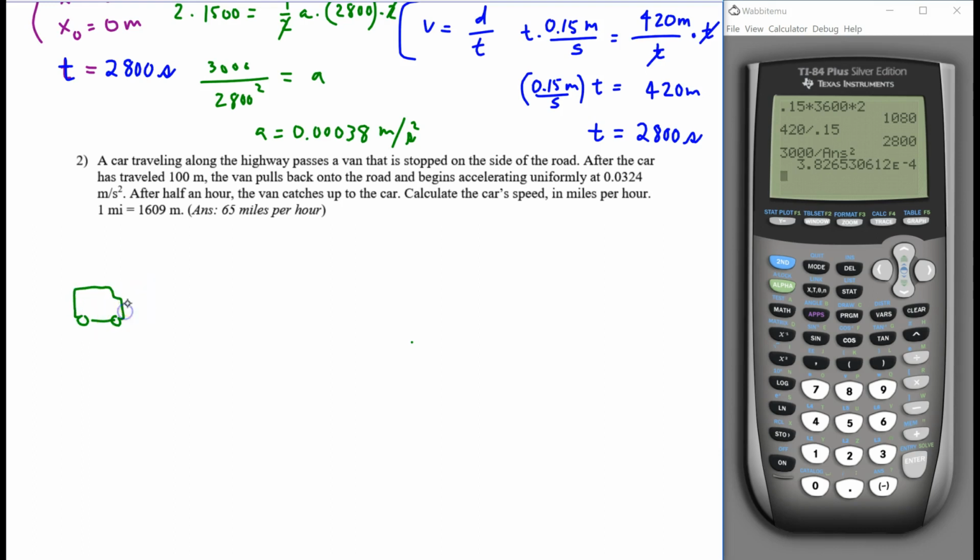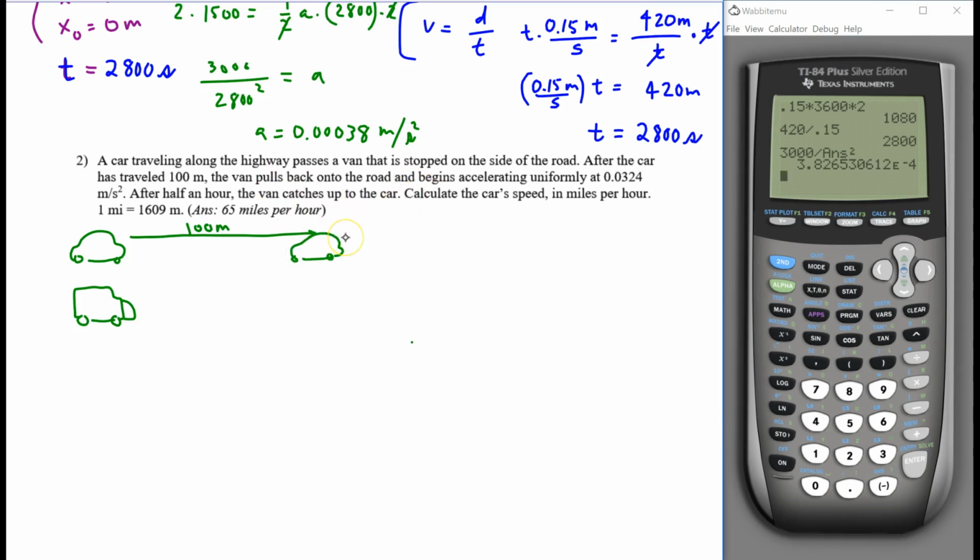Looks more like a delivery truck. That's okay. Here's the car. Okay, after the car has traveled 1,000 meters, let me draw that. Here it is 1,000 meters later. 100 meters. The importance of reading the question. Here's the car now 100 meters later.